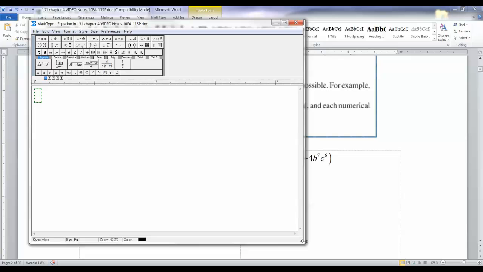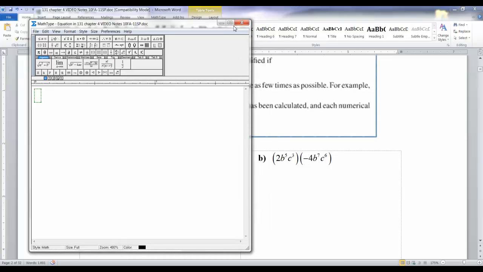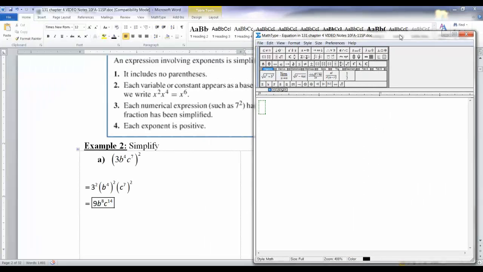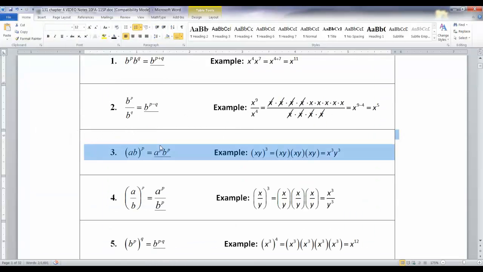Now you can notice right off the bat that it doesn't have the external power that A did. So on the outside, there was no little number, like on A, there was that little 2 outside. So that's how I knew I had to use property 3, because it had that little power outside. Right? So I'm going to send it in.